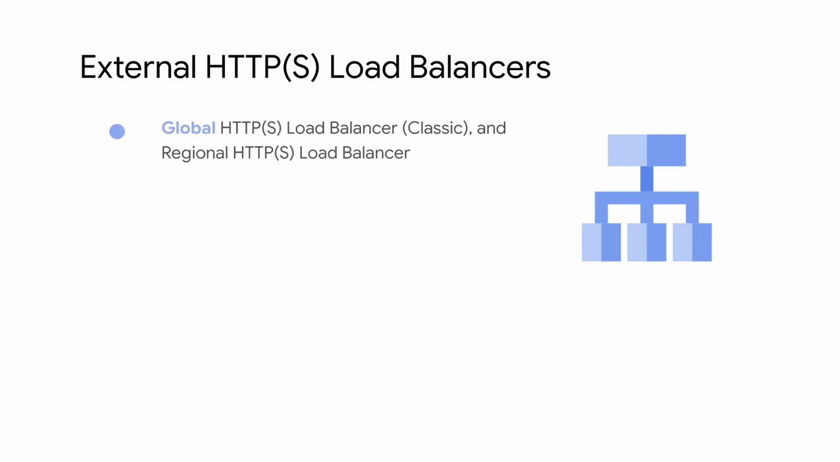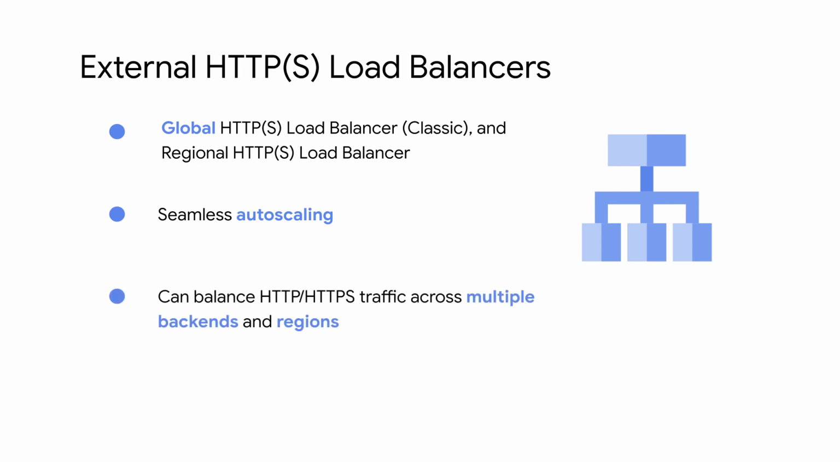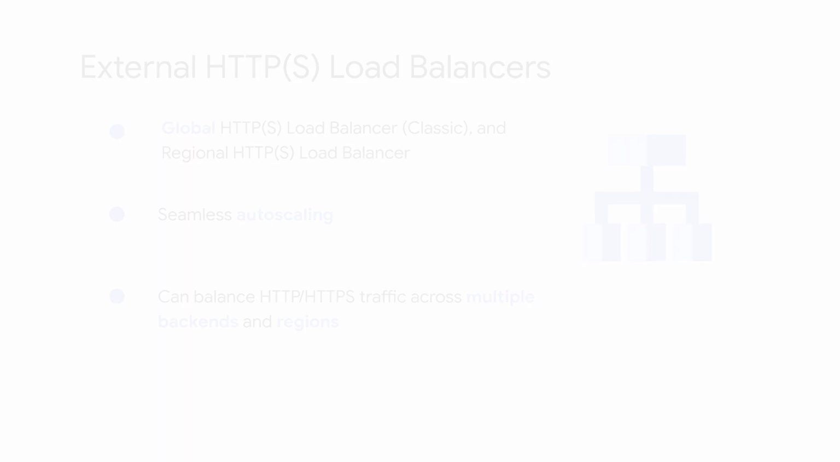Google Cloud offers global and regional HTTPS load balancing with internal and external IP addresses. These load balancers scale as the users and traffic grow, thus providing seamless auto-scaling. They can balance HTTP and HTTPS traffic across multiple backend instances across multiple regions.